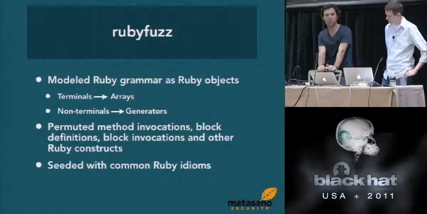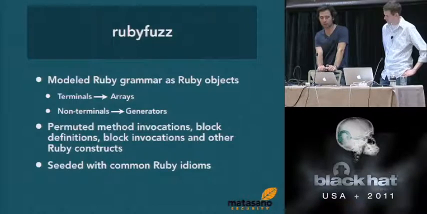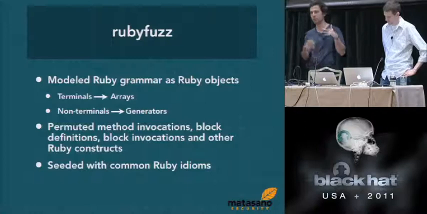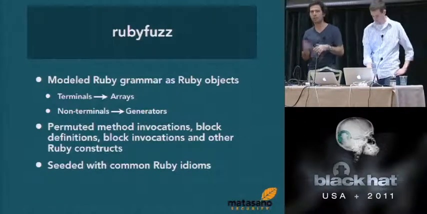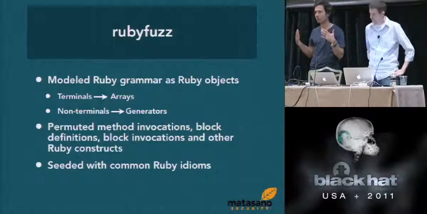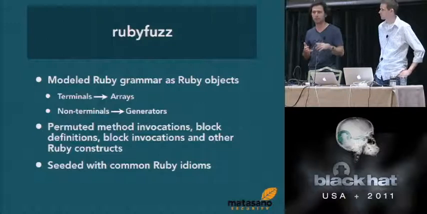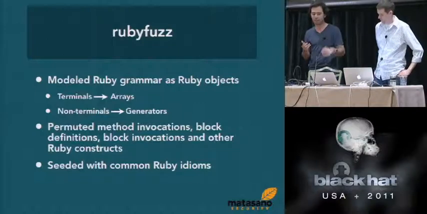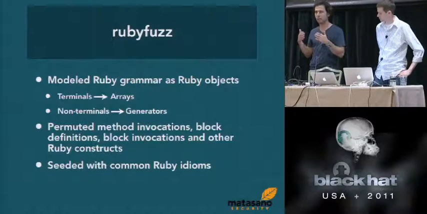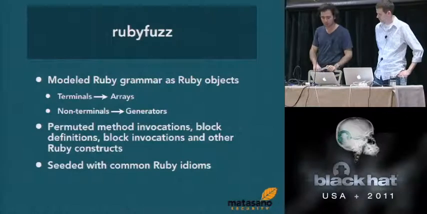Just a brief overview of internals. If you're modeling a language, a grammar has this understanding of a terminal and a non-terminal. A non-terminal can be any expression or anything that can generate more than one expression. A terminal is stuff like identifiers and values. So we modeled terminals as arrays that are permuted, and we modeled non-terminals as Ruby generators that permuted every generator under itself.